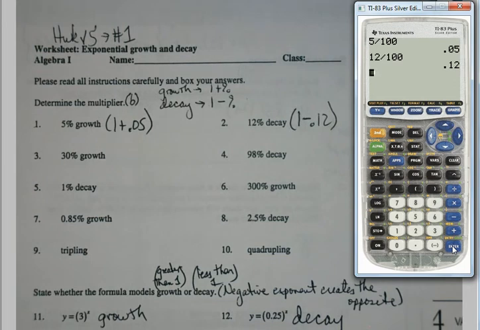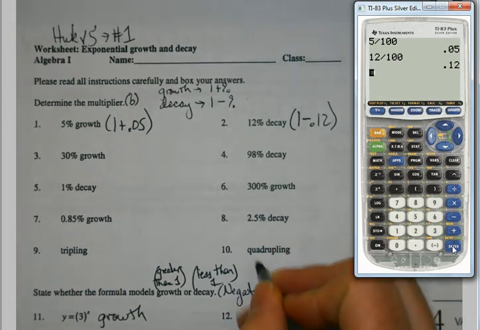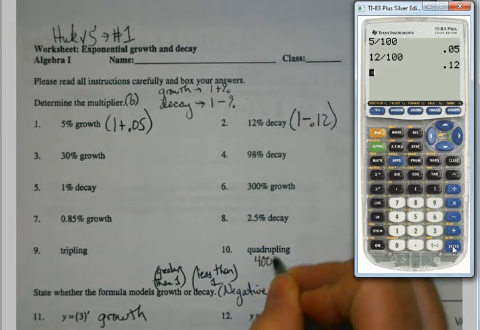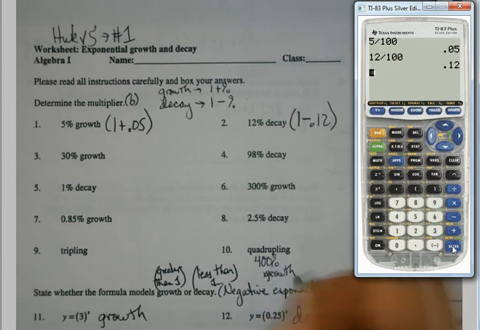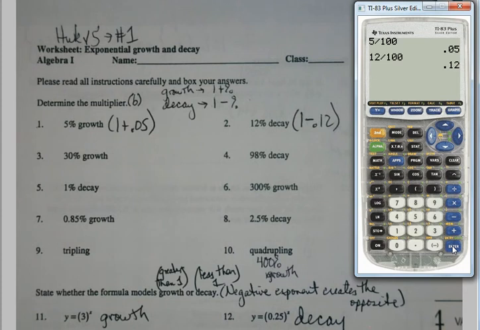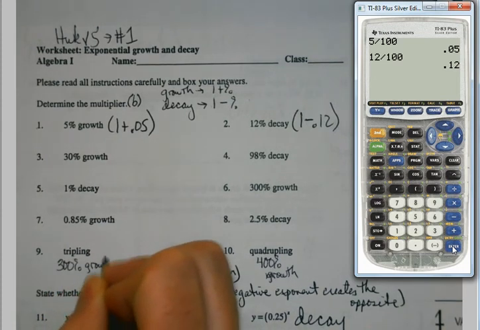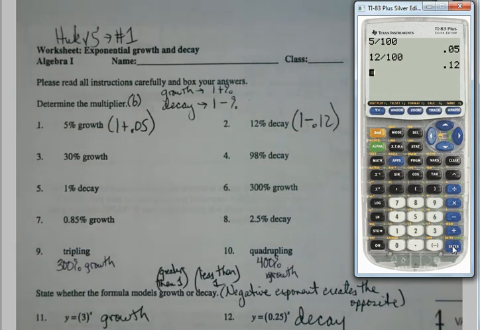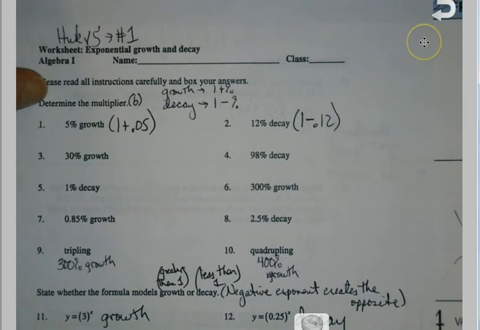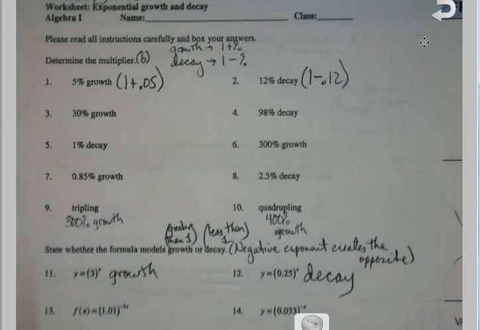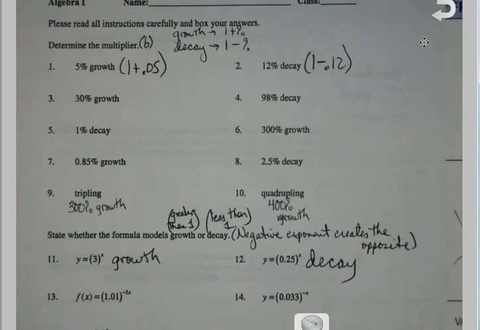And if I give you something funky, like tripling or quadrupling, you're like, ooh, tripling, what? Okay, quadrupling would be a 400% growth, because quadruple means times 4. Tripling would be a 300% growth. So I'm throwing some words in there that are a little bit different that you may not be used to seeing. So that's what they're going to be. But I'm just writing this 1 plus or minus, and I'm done.